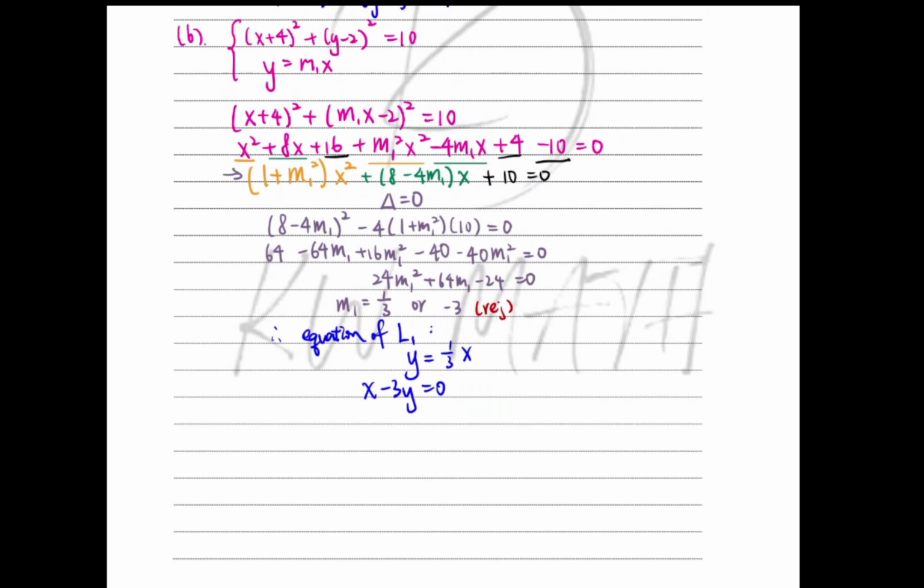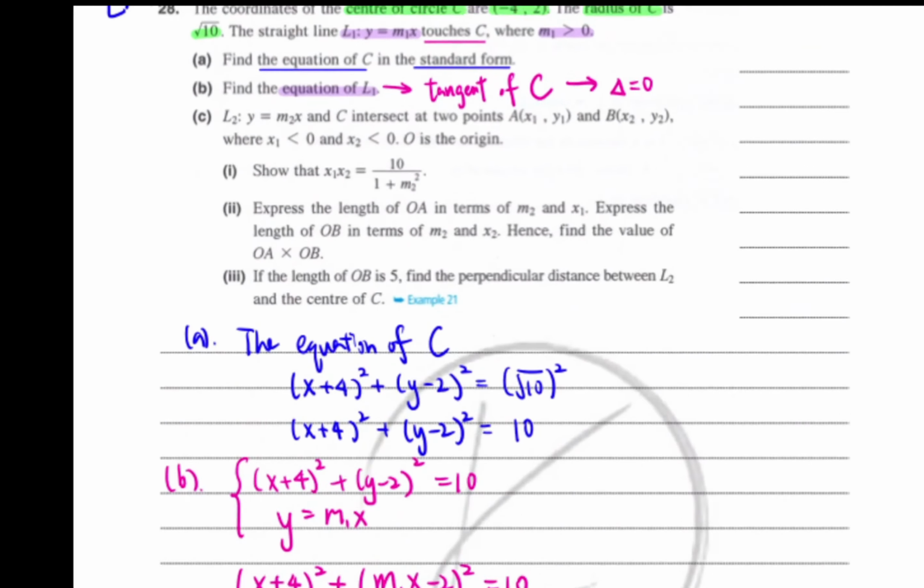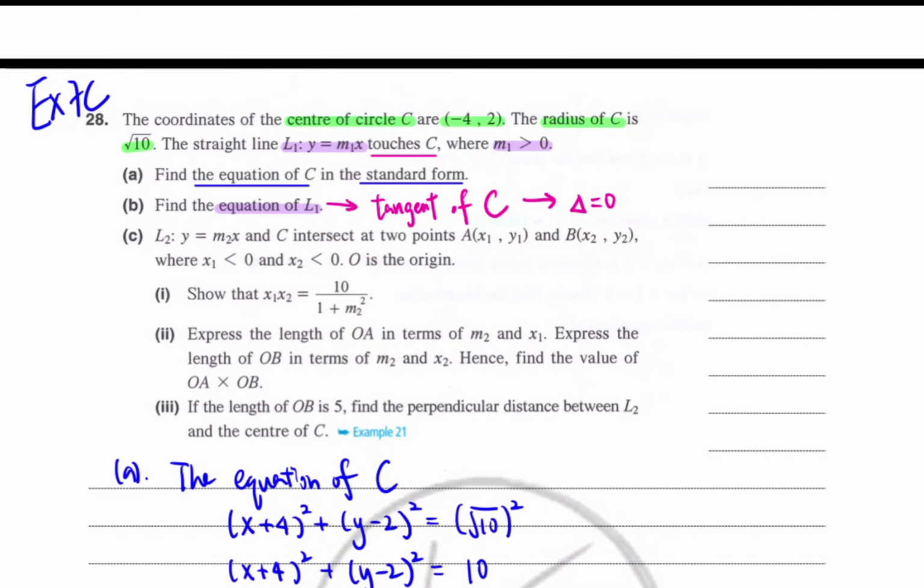Let's see. There is another equation, L2, y = m2x, which intersects C at 2 points. One we call A and another one we call B. We know that x1 and x2 are smaller than 0. O is the origin. And show that the product of x1 and x2 is these expressions.